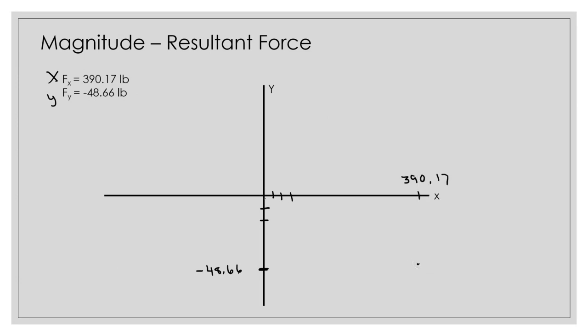And then the negative 48, so that means you're going down in the y direction up to negative 48.66. So that more or less looks like this. You're going to have a little dot right there, and I'm going to try my straightest line as possible, but keep in mind I'm not the artist. Okay, there we go. So if I were to connect this up, you have your right triangle. We know this side is 390.17. We know this side is negative 48.66. So now it's just a matter of using your Pythagorean theorem to work this up.